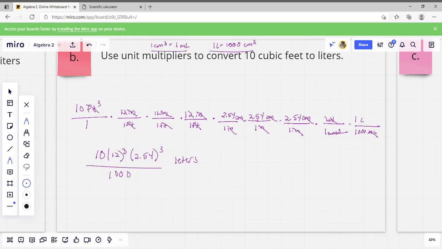Ten times 12 times 12 times 12 times 2.54 3 times and 1,000. Yep, and so that's how they left it in the book. You don't have to multiply that out. That is a perfectly acceptable answer.